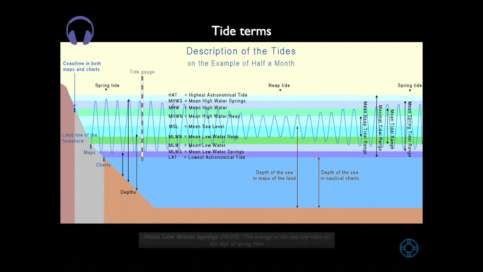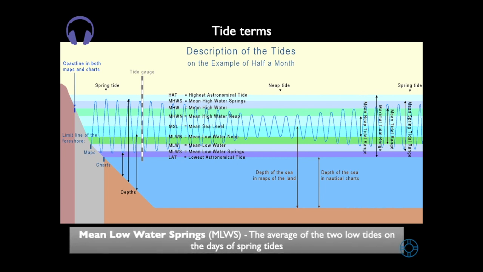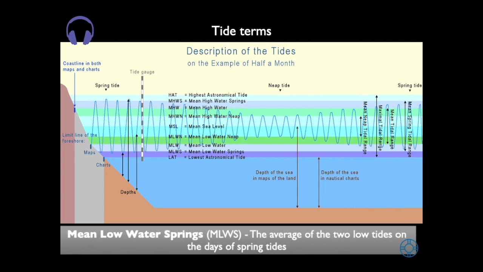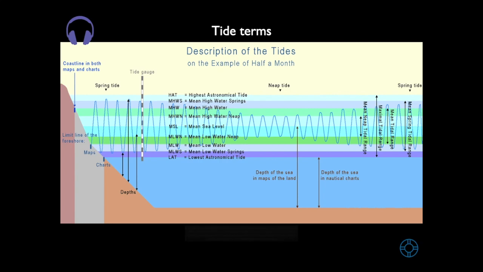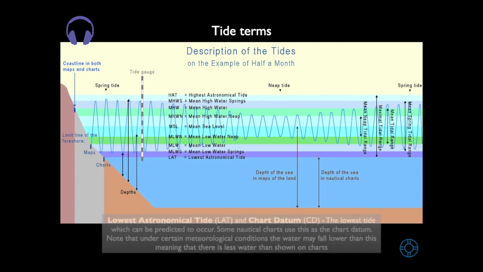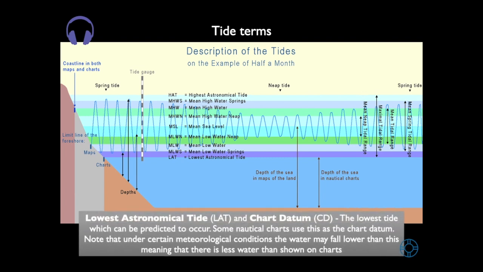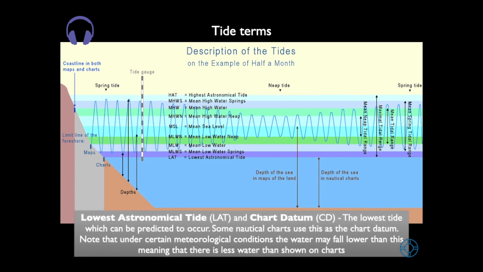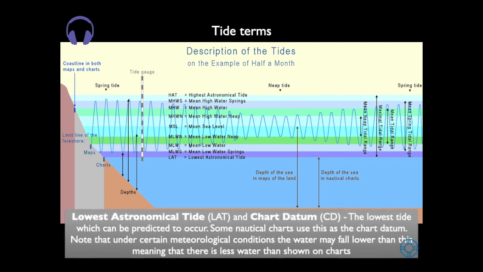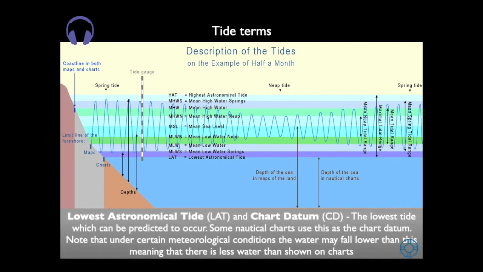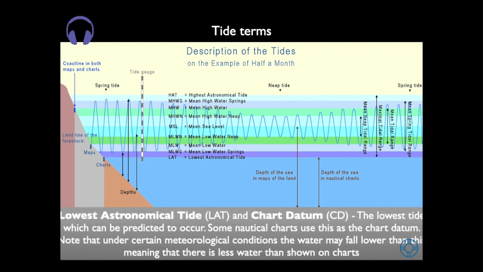And then the mean low water springs, MLWS, is the average of the two low tides on the days of spring tides. And finally, the LAT, lowest astronomical tide, and the CD, chart datum, the lowest tide which can be predicted to occur. Some nautical charts use this as the chart datum. Note that under certain meteorological conditions, the water may fall lower than this, meaning that there is less water than shown on charts. And this is critical for navigation.